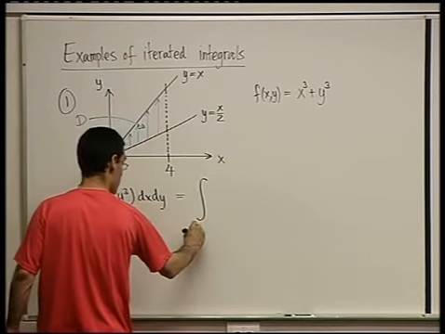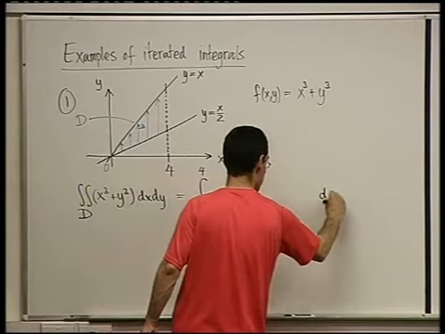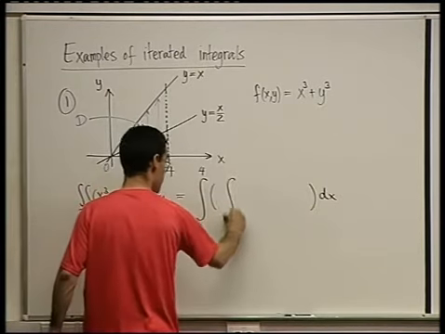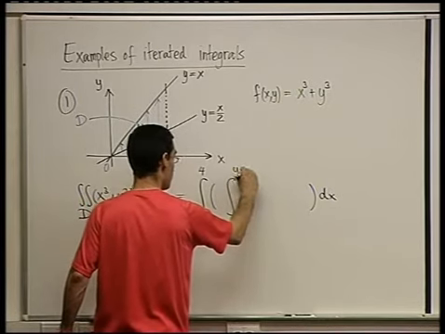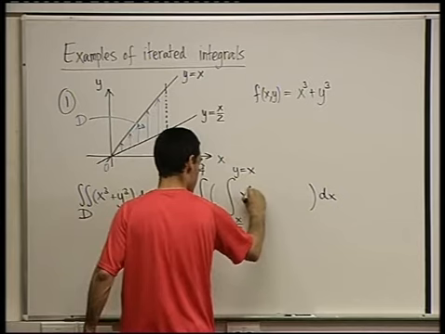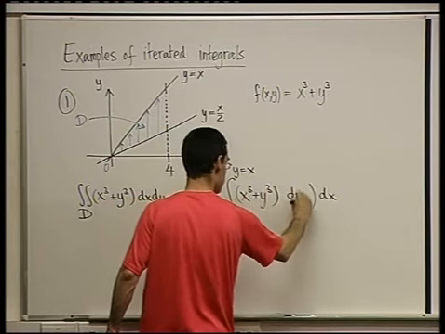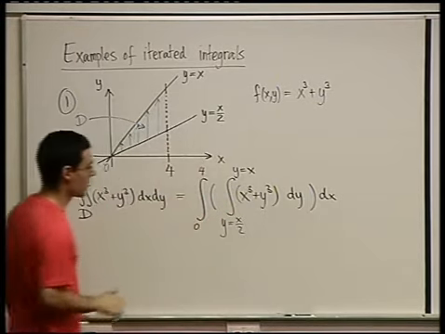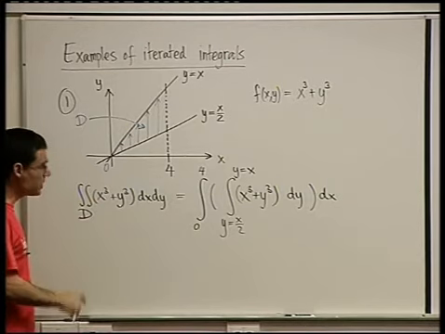The outer integral is going to be from 0 to 4 dx. The inner integral is going to be y equals x over 2 to y equals x of the function x cubed plus y cubed dy. Do you agree? So this is precisely using the theorem.